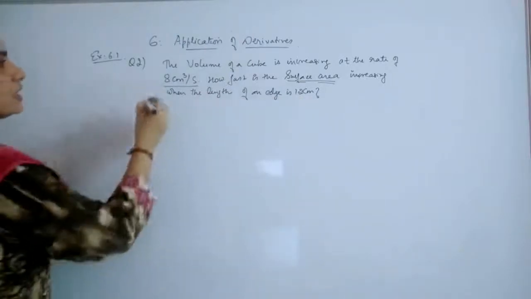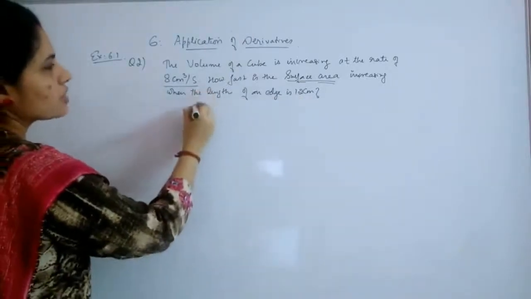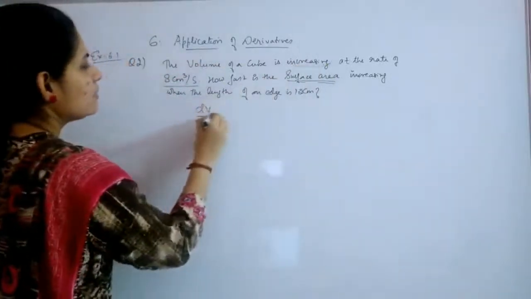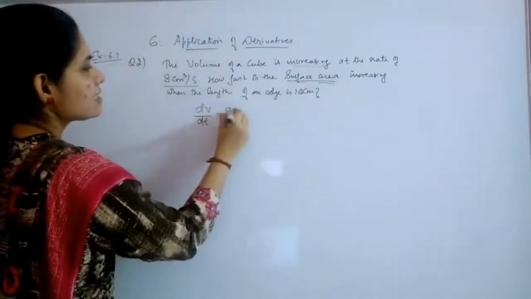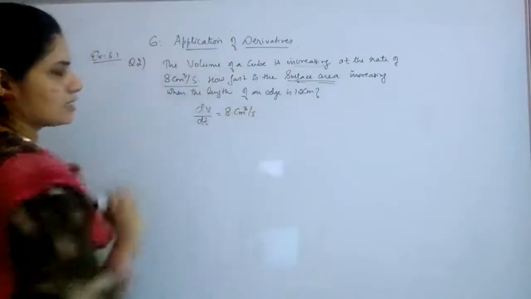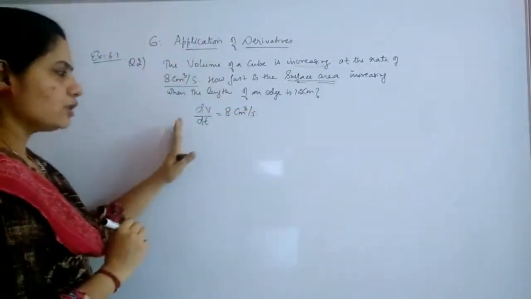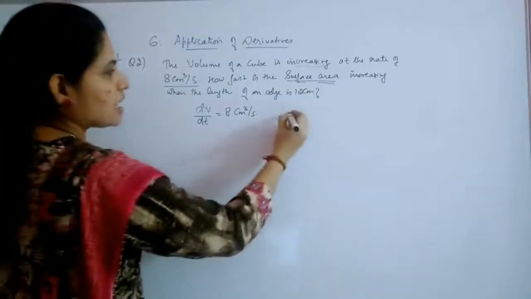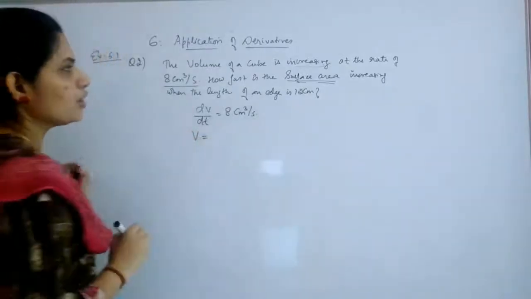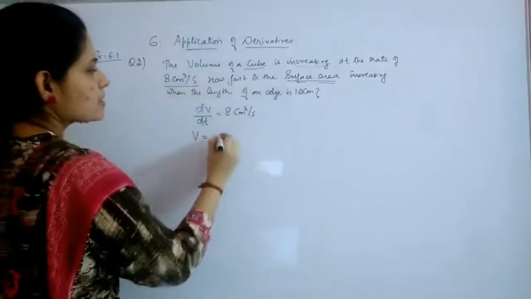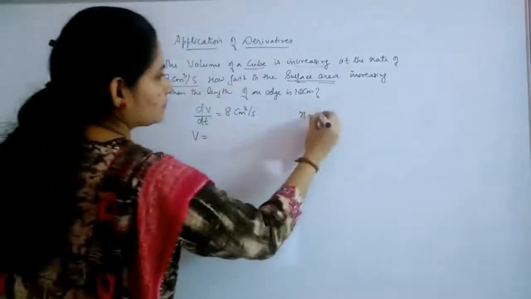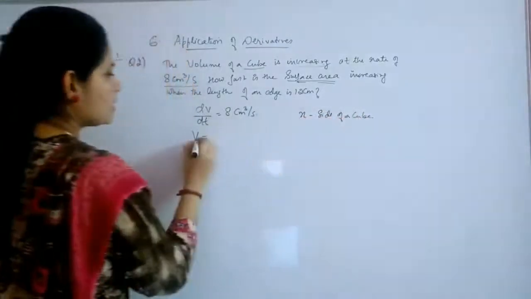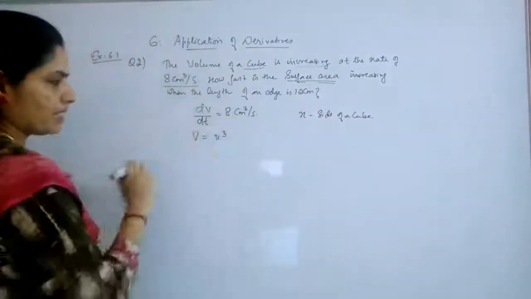Okay, so first you have to start with what is given. What is given? Volume of a cube is increasing, means dV by dt is given as 8 centimeter cube per second. Now we have to use this in order to find out the unknown. Now what will be the unknown? We will just start with V, volume. Volume of a cube is, suppose x is taken as one side of a cube, then you can say that V is equal to x cube.